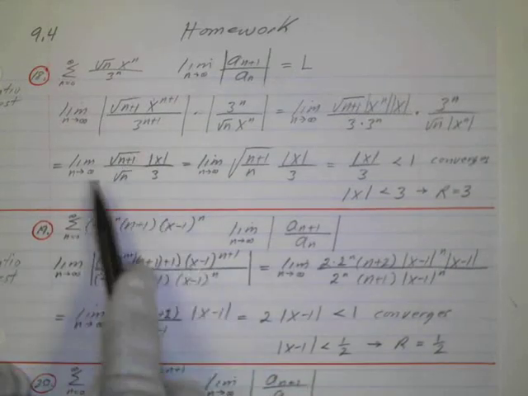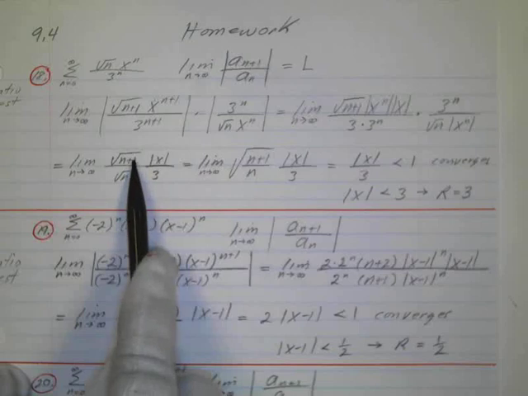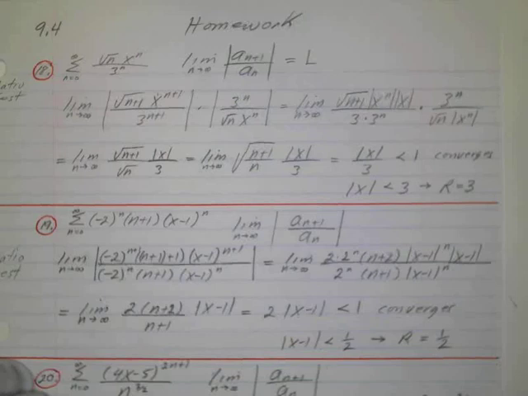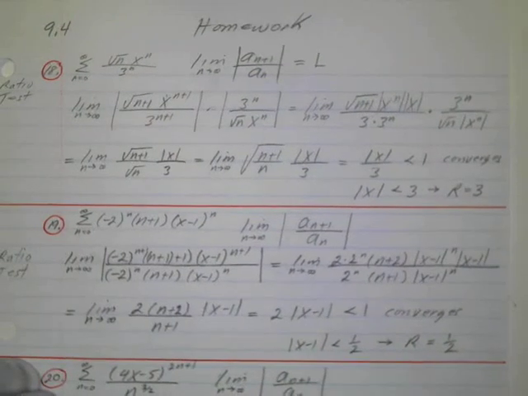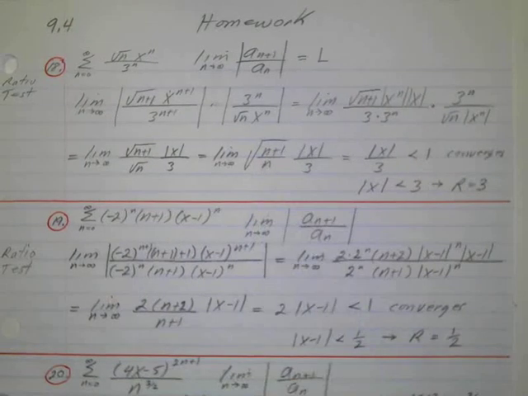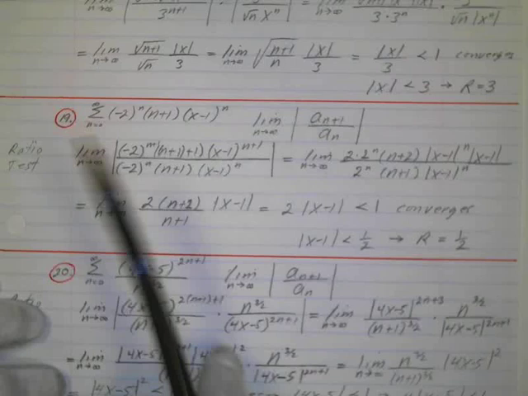Another way you could do it is to say, as n approaches infinity, this becomes so small, I just have the square root of n over the square root of n, which is 1. There's all kinds of ways of doing it. Whatever works for you, but either way, that limit definitely is 1. All right. Okay, let's take a look at number 19.